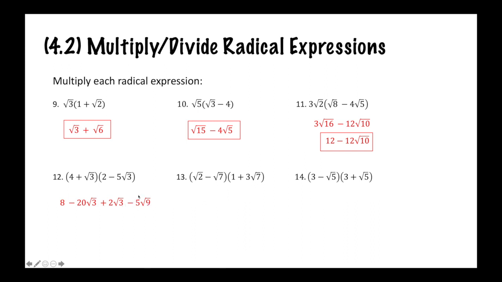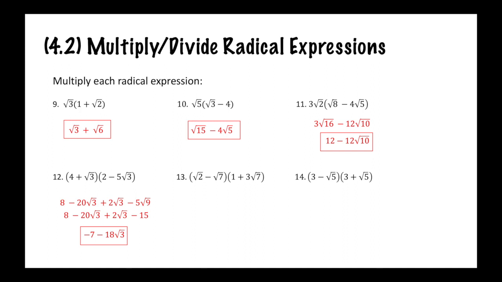So this is negative 5 times 3, which is negative 15. And then finally, as I combine 8 and negative 15, that's going to combine to give me negative 7. Negative 20 root 3 and 2 root 3 combine to give me negative 18 root 3, so that ends up being our answer. In 13, I'll do the same thing.